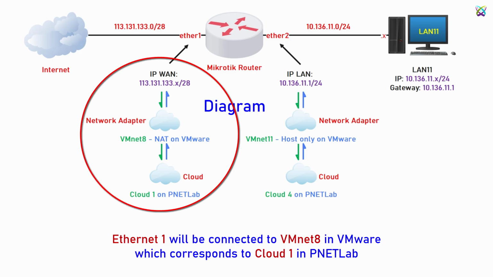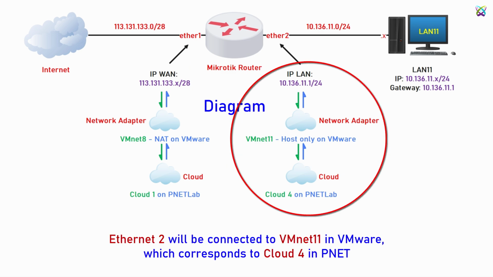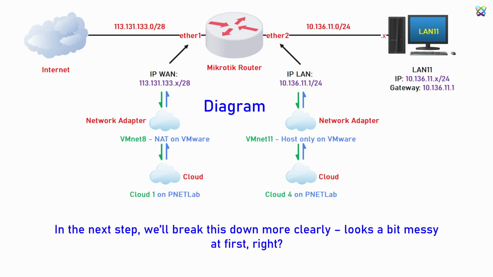Ethernet 1 will be connected to VMnet 8 in VMware, which corresponds to Cloud 1 in PNETLab. Ethernet 2 will be connected to VMnet 11 in VMware, which corresponds to Cloud 4 in PNETLab. In the next step, we'll break this down more clearly. Looks a bit messy at first, right?